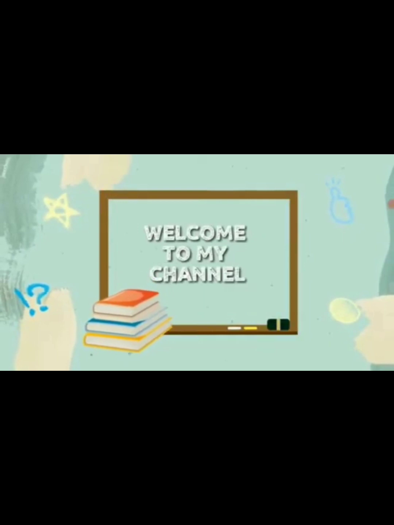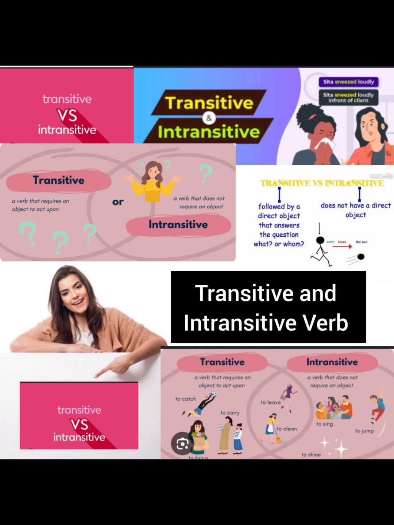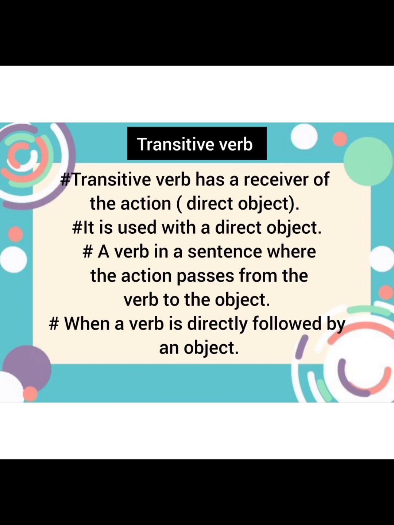I'm here with my today's topic that is from the category of verb, and it is transitive and intransitive verbs. Well, these transitive and intransitive verbs are related to action words. I'll explain different definitions to help you understand this topic. The very first topic is transitive verb. Transitive verb has a receiver of the action.